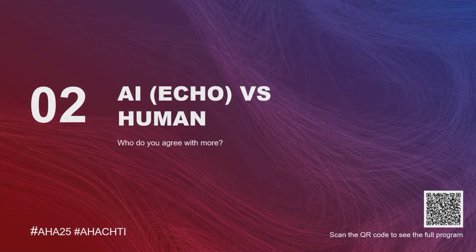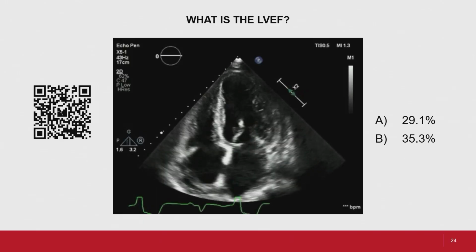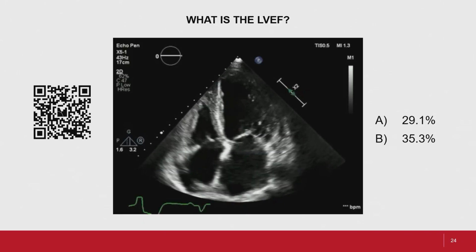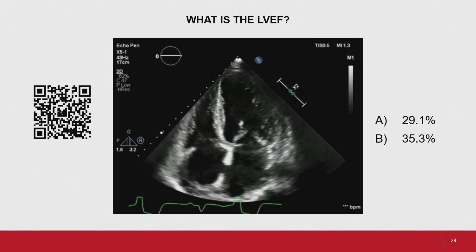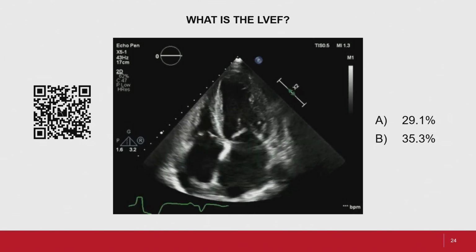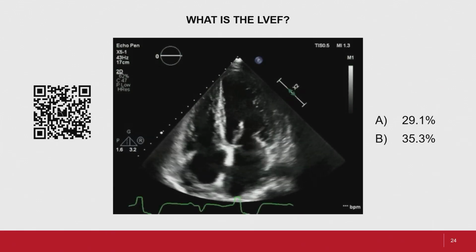All right, we're moving on to echo. Here we really need the cardiologist in the audience to help us. We are going to show you an ejection fraction, and we're going to show you two predictions of the ejection fraction. One was done by AI, and one was done by a cardiologist. And then the audience is going to determine the one that we consider to be the correct answer.